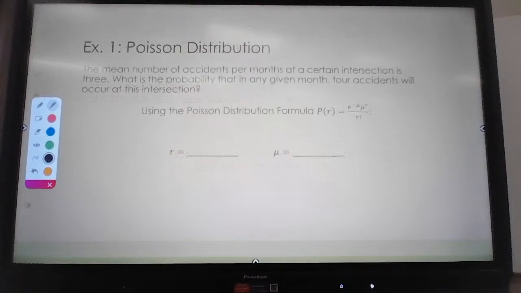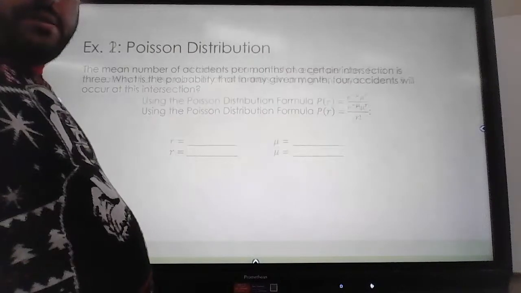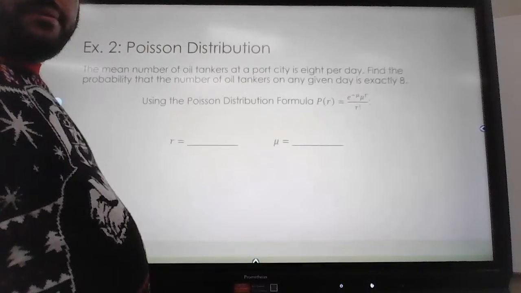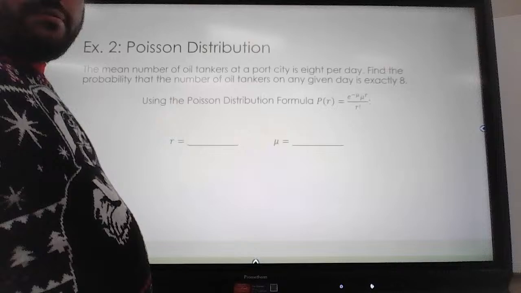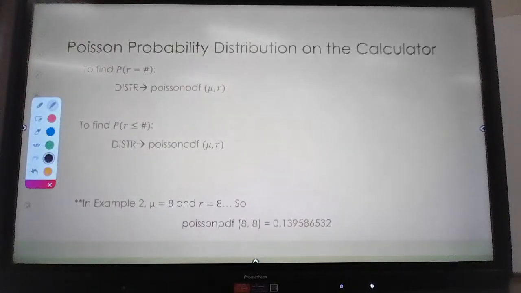Okay, so here's an example. The mean number of accidents per month at a certain intersection is 3. What is the probability that in any given month, 4 accidents will occur at this intersection? Okay, so give me one second here. I'm going to skip over and go to the calculator, because if you want to save yourself some time on the Poisson probability distribution, it's easier to do the calculation instead of the formula.